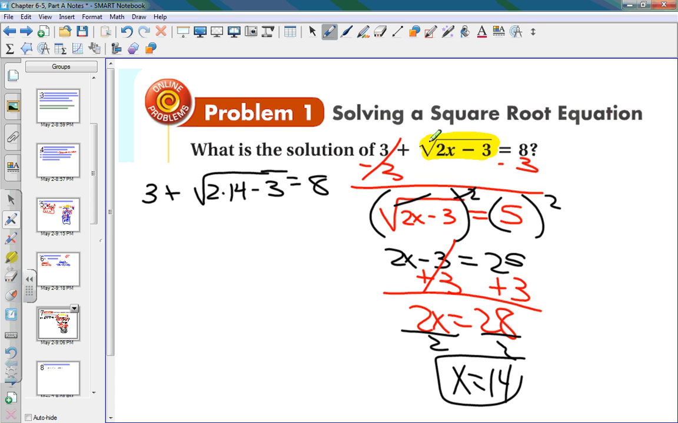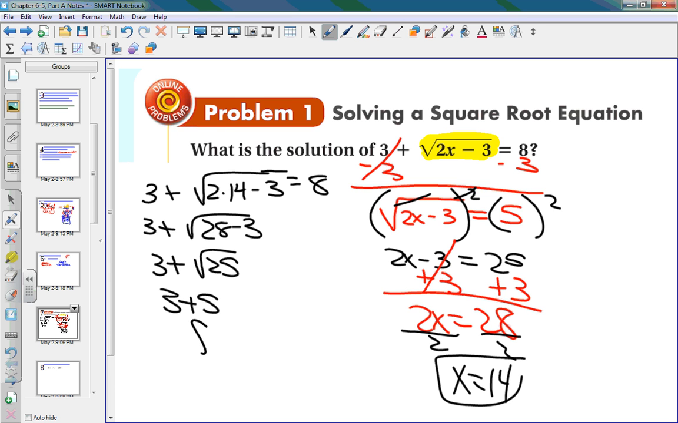When I do that, what is 2 times 14? 28 minus 3 is? 25. Square root of 25 is? 5. And what is 3 plus 5? 8. Is 8 equal 8? Yes, that's a true statement. So is this x equals 14 an extraneous solution? No, it is the solution. Do we understand that? Correct.